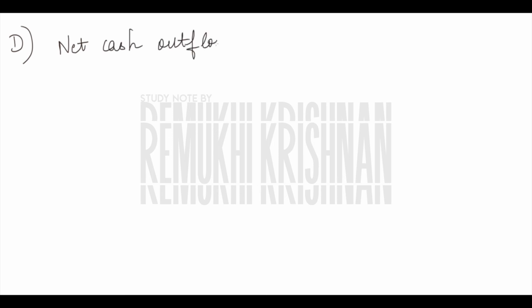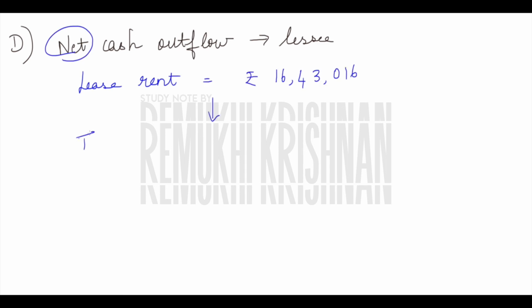Net cash outflow on account of lease rental to lessee. Lessee will pay lease rent of rupees 16,43,016. That is, I just took the lease rent amount 16,43,016. Once it is done, after watching this video, please consider to find the net cash outflow using the another lease rent considering there is no tax saving. That is 23,09,682. Lessee will pay a lease rent of rupees 16,43,016.